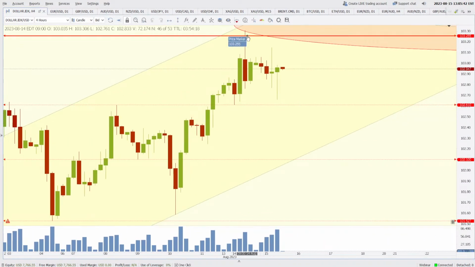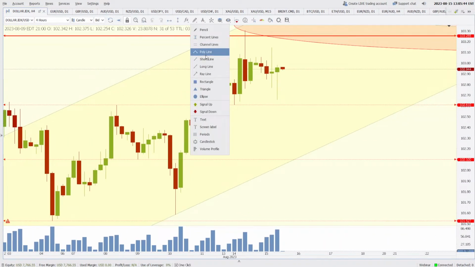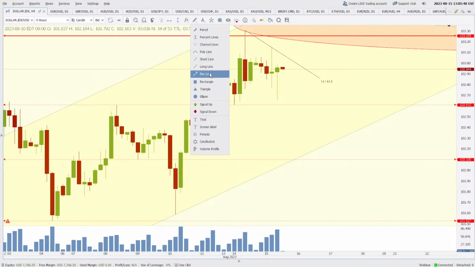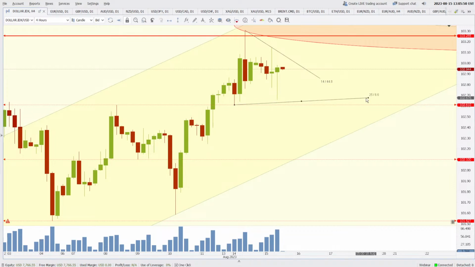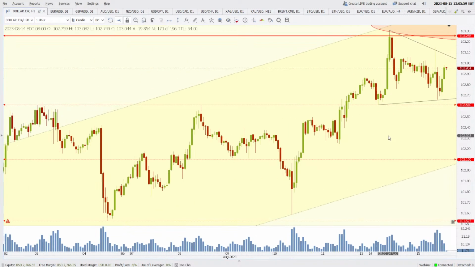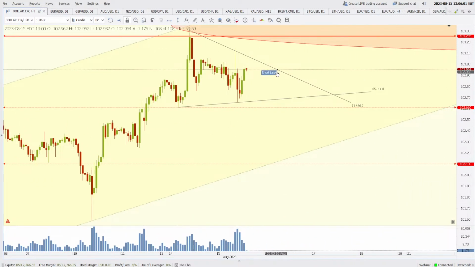Okay, so when you break it up in 4 hours, you get something like this. One is this and the other one is this. So it is sort of a symmetrical triangle, isn't it? And if you break it up further in 1 hour, you will definitely get a consolidation like this. Till the time this consolidation is occurring, you are not sure which direction the market is going to go next. So keep this on your chart.